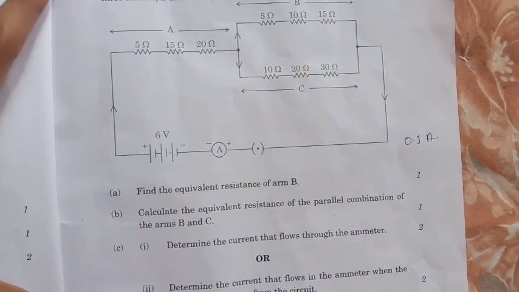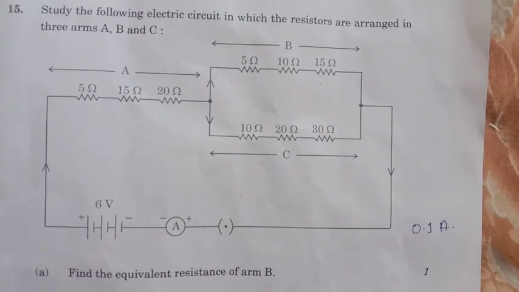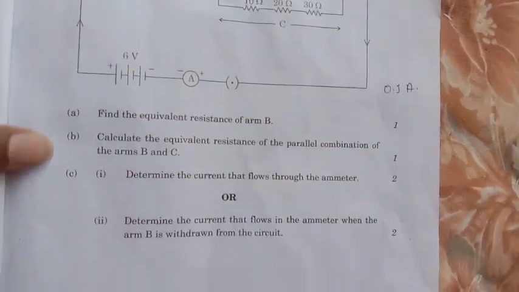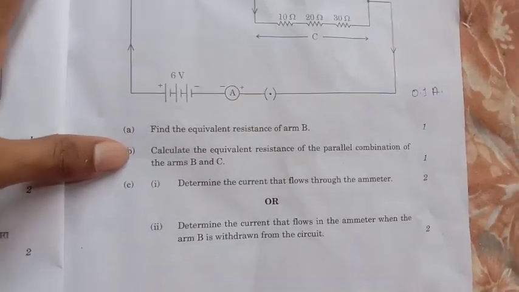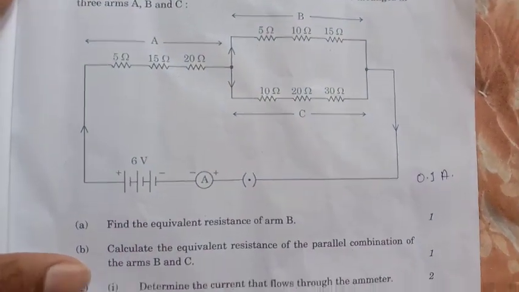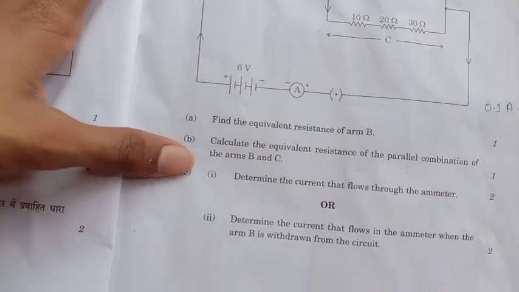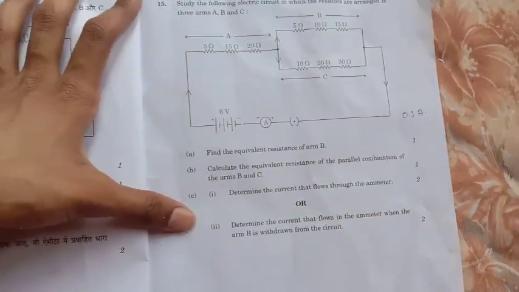Find the equivalent resistance of the B. So it was 25, I guess. No, wait, it was 20, sorry. Then calculate the equivalent resistance of the parallel combination of the P and B. So it was 15, I guess. And determine the current that flows through the ammeter. It was 0.1 ampere. So this was all the video.